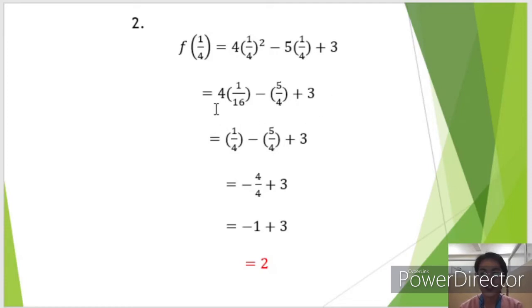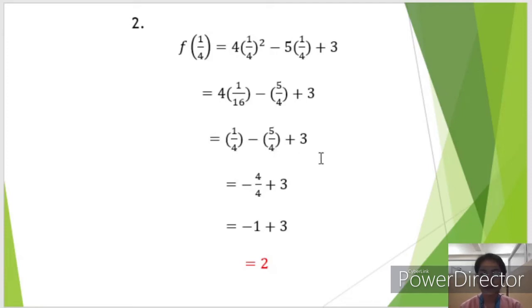Next, 4 times 1 over 16. So, 4 times 1 over 16, that is 1/4. So, nilowest term na agad siya. So, dito, again, to multiply fraction to fraction, we have 4 times 1, that is 4 over 16. So, 4 over 16, that is 1/4. Ayan, naka-lowest term na. Minus 5 over 4 plus 3.